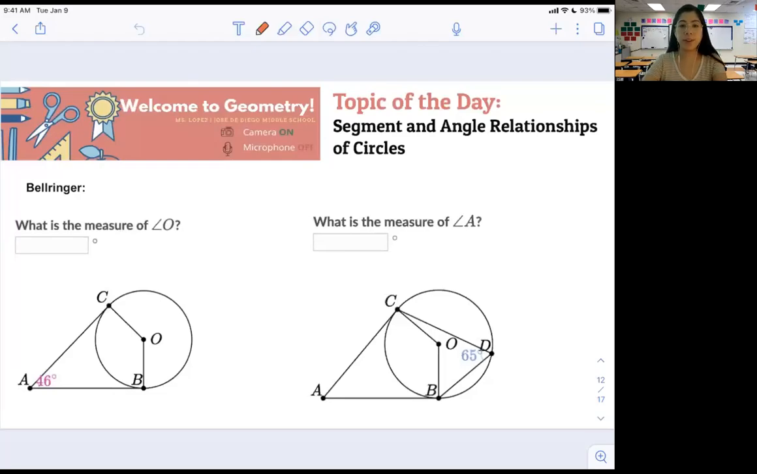180 minus 46. Now, why is that? Remind me. Because they are supplementary. So what do we call this angle, the 46-degree angle? What is that angle called?